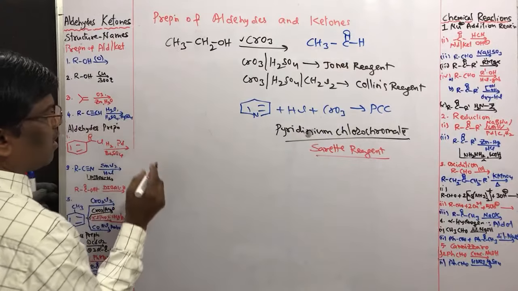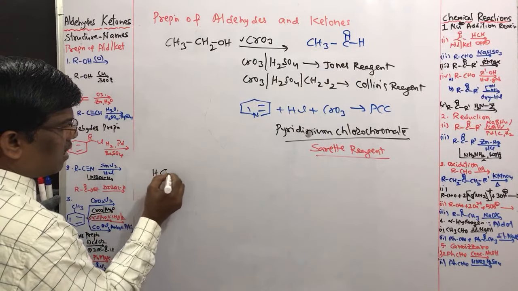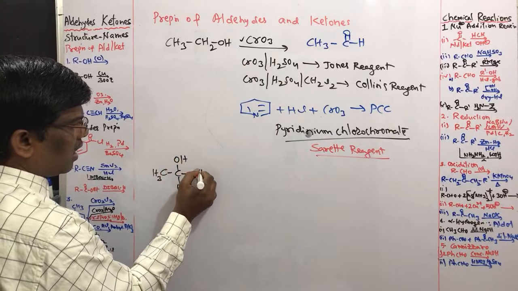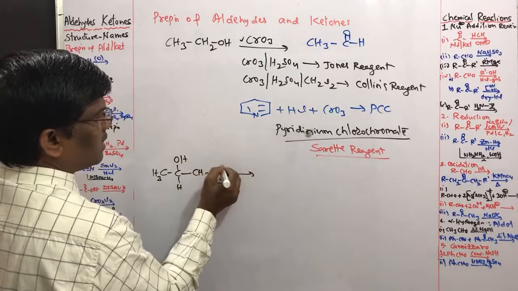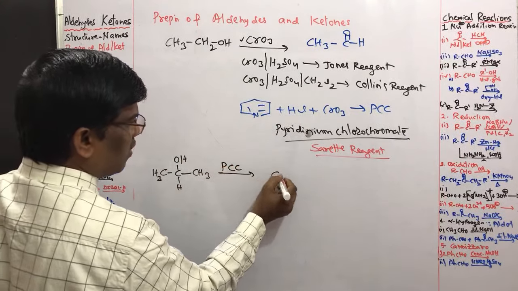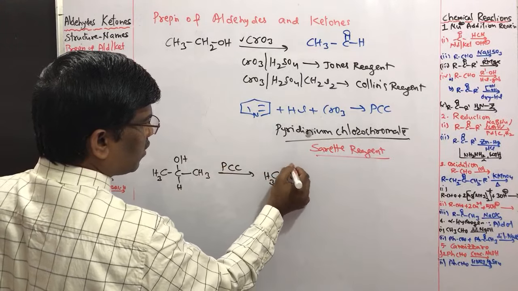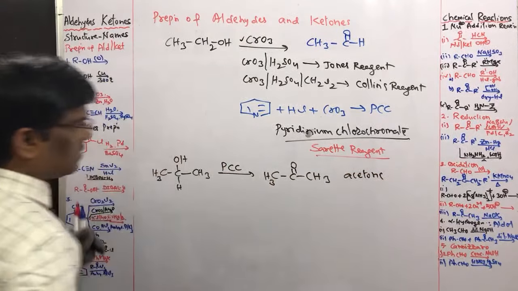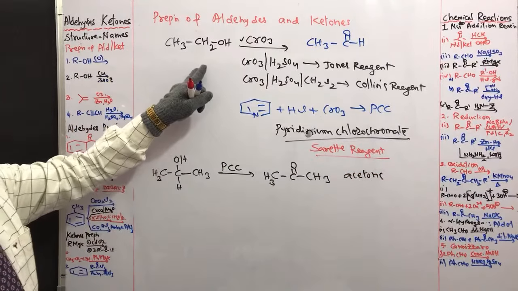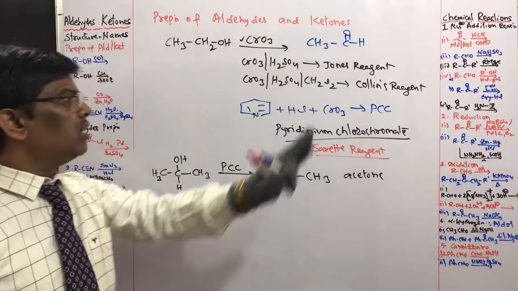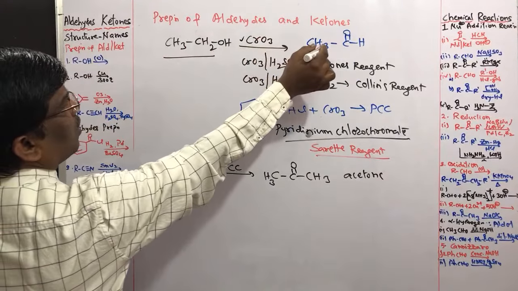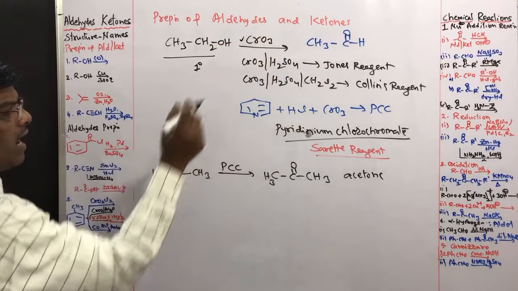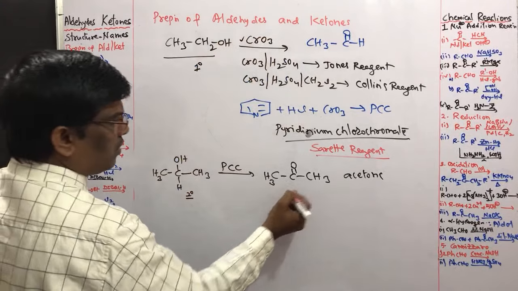In place of primary alcohol, if I take secondary alcohol, for example isopropyl alcohol, and I use PCC, it is going to give a ketone. Its common name is acetone. So like this, by oxidation of alcohols we can get carbonyl compounds. Whatever alcohol we take, if it is primary alcohol, you are going to get aldehydes. Secondary alcohols, you are going to get ketone.